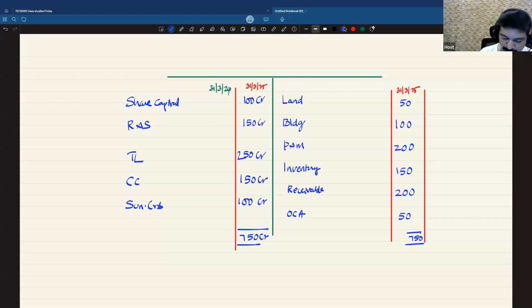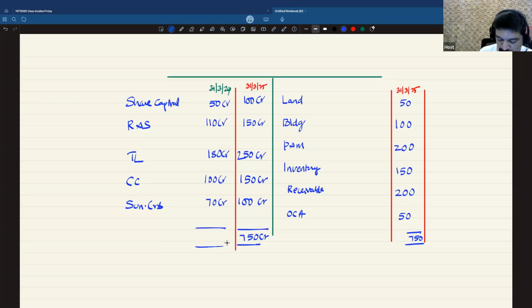Let's see what was their capital. Their capital was only 50 crore. Their reserves and surplus is 110 crore. Term loan was around 180 crore only. Cash credit was at around 100 crore. Sundry creditors was around 70 crore.